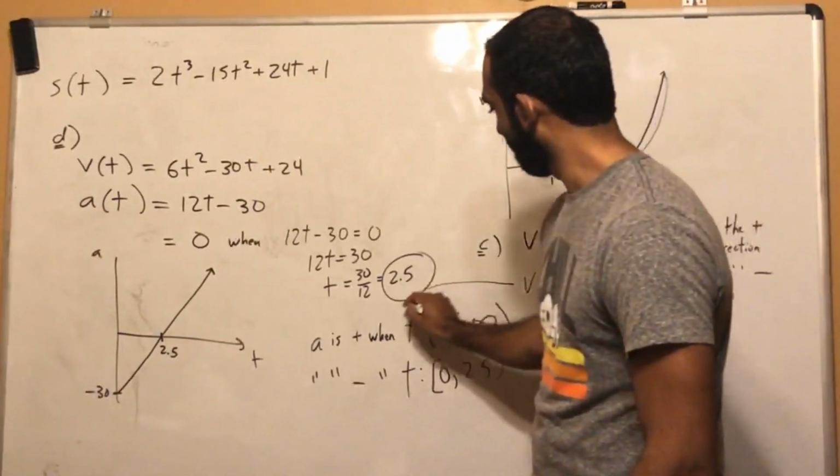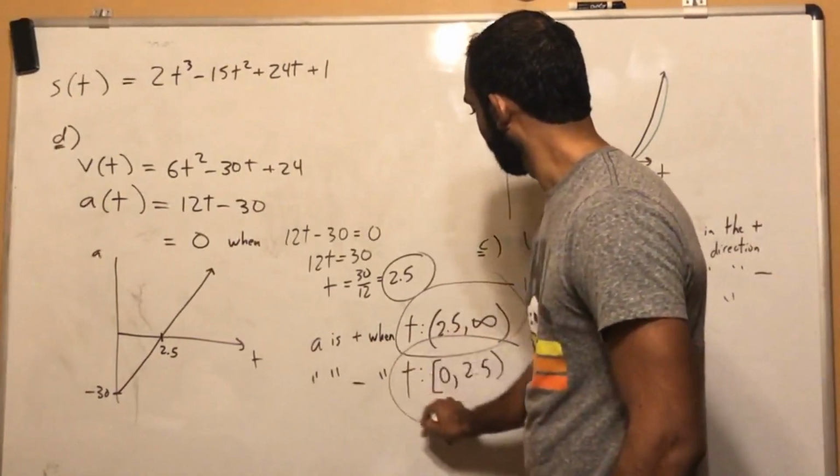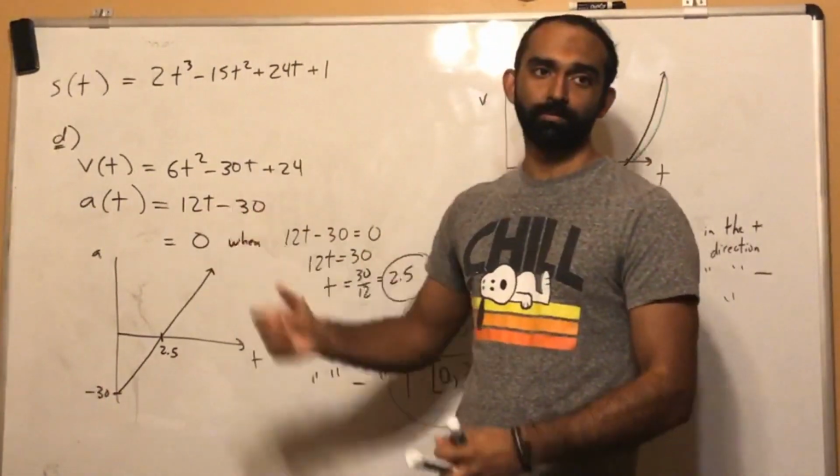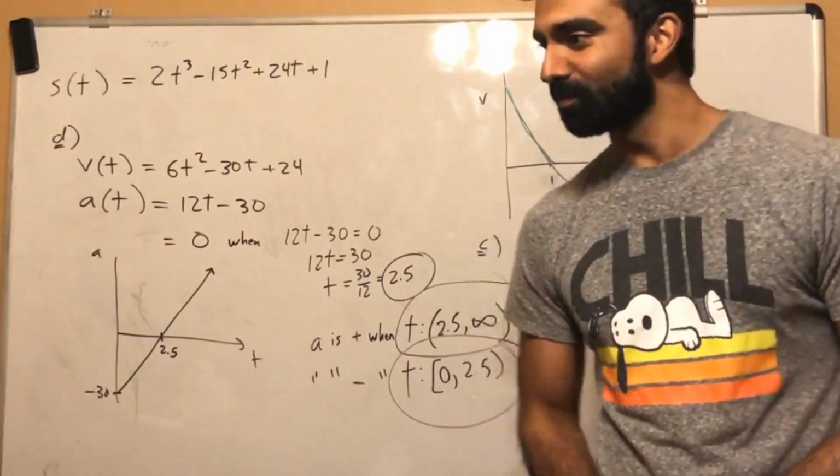Since you included 0, time at 0 is like a definite value? Yeah, if I plug in 0 here, I get negative 30. So we do include 0. Okay.